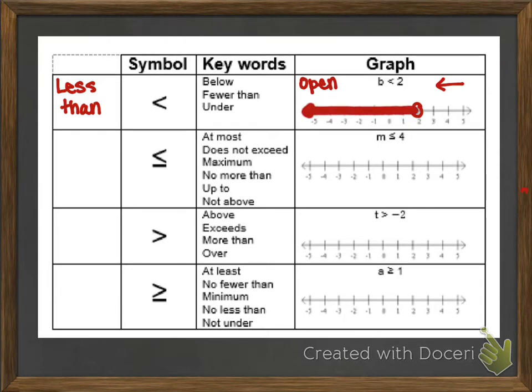Our next one is less than or equal to. Our keywords in a word problem are at most, does not exceed, maximum, no more than, up to, and not above. So less than or equal to means that it includes 4. Therefore, it's a closed circle, meaning that 4 is a solution to the inequality, and we are going to shade to the left.